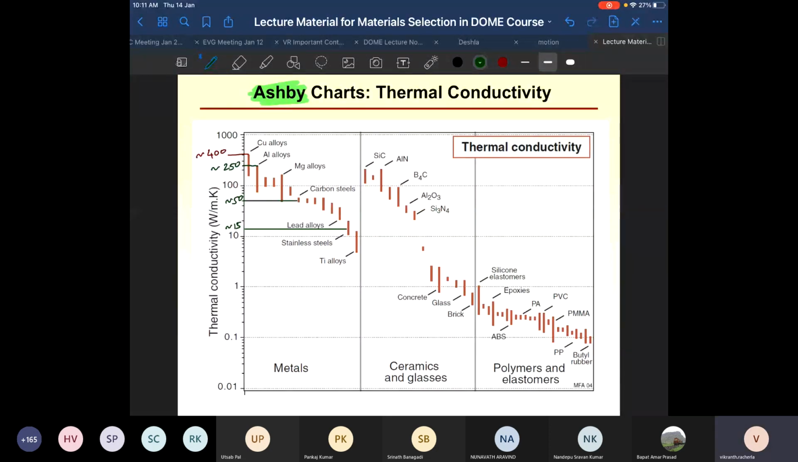Titanium alloys have the lowest thermal conductivity amongst the metals. How much do they have? Depending on what you're dealing with, about 7 watt per meter Kelvin. Remember that the y-axis is a logarithmic scale, so even though they appear to be close by, they're actually not close by.